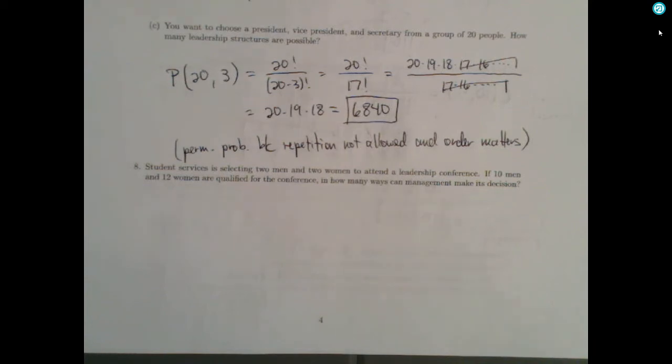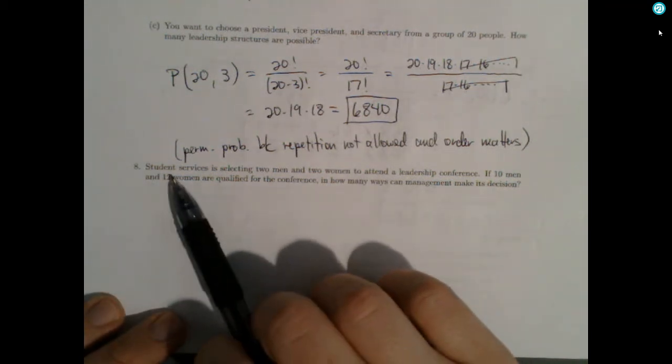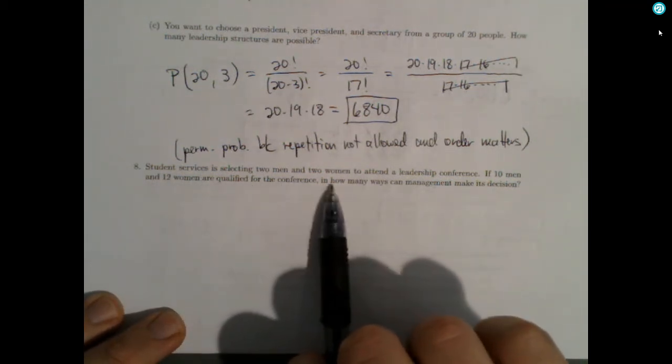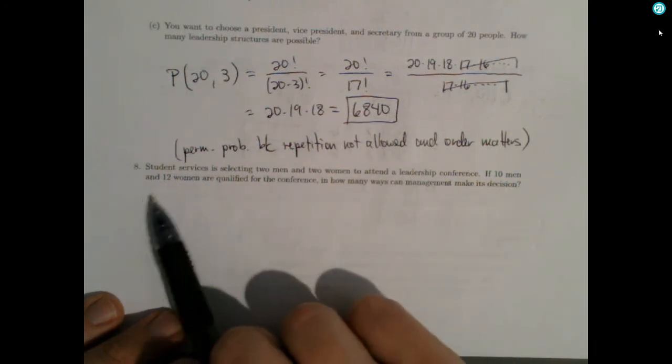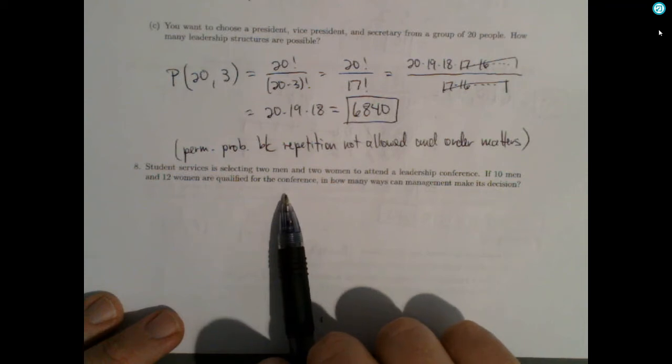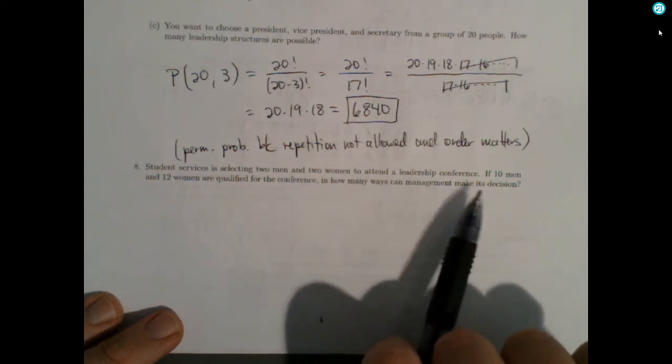Okay. The last example I want to walk you through in this section just shows you that sometimes you have to do different combinations of these things in order to get the ultimate answer you're looking for. So here's an example. It says, Student Services is selecting 2 men and 2 women to attend a leadership conference. If 10 men and 12 women are qualified for the conference, in how many ways can management make its decision?